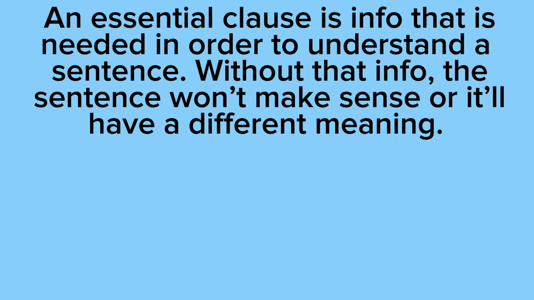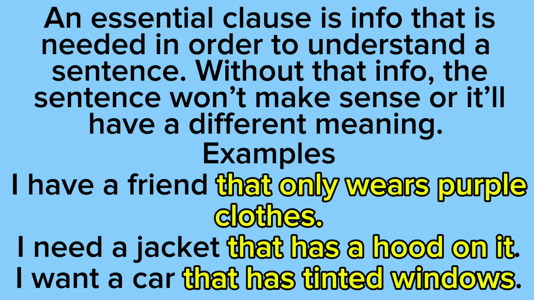An essential clause is info that is needed in order to understand a sentence. Without that info, the sentence won't make sense or it'll have a different meaning. So our first example says, I have a friend that only wears purple clothes. So the essential clause that only wears purple clothes is giving us more info about the friend. So without the essential clause that only wears purple clothes, the sentence wouldn't have the same meaning. It would just say, I have a friend.